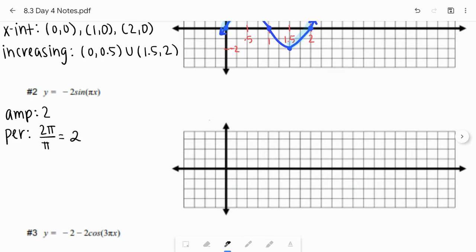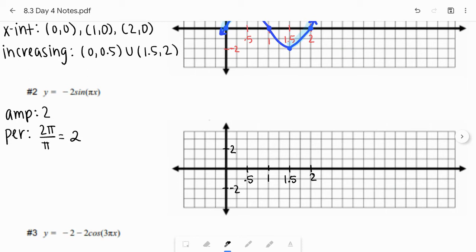So once again, I'm going to count out 8 spots. 1, 2, 3, 4, 5, 6. So right here would be my 2, my 1, 1.5, and 0.5. Again, there's no vertical shift, so I'm going to be using positive 2 and negative 2.